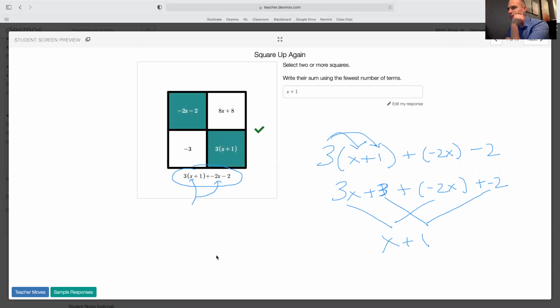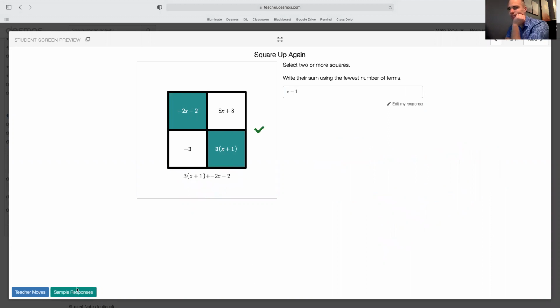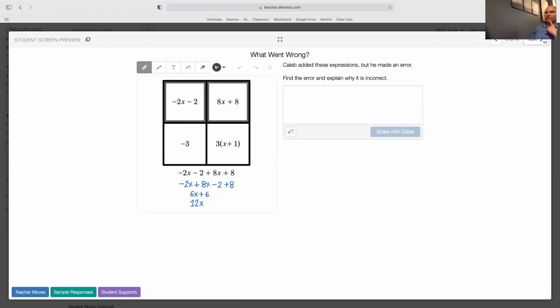Nice turquoise, aquamarine type color. Go on to the next one. All right. So Caleb, hey, that's my best friend's name in real life.